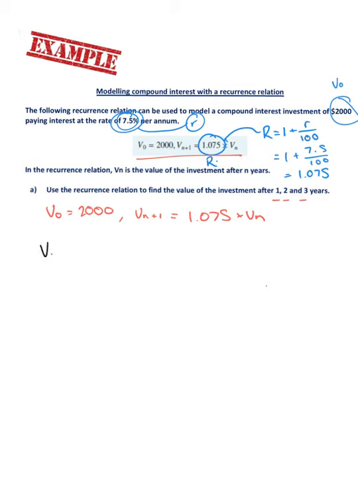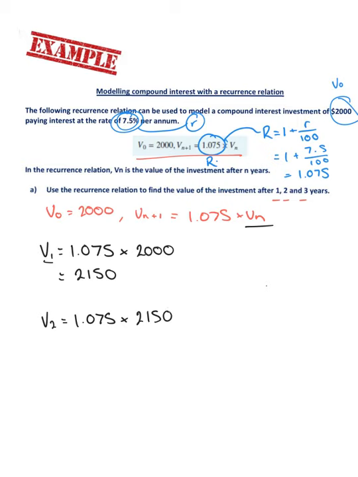So V1, or year 1, is going to be equal to 1.075, just using the rule, times the previous term, which was V0, so 2,000. Alrighty, and put that in the calculator. We find that for year 1, we get a value of 2,150. Alright, V2, use the rule again, 1.075 times the previous term, which was V1, which is 2,150, is going to give us 2,311.25. Always rounding to 2 decimal places when working with money.